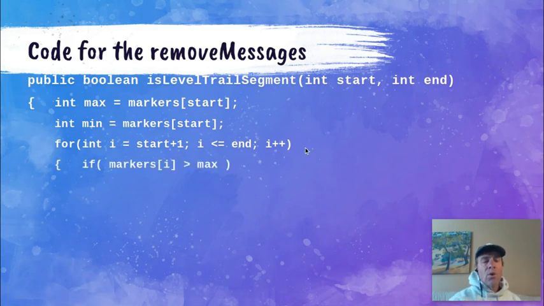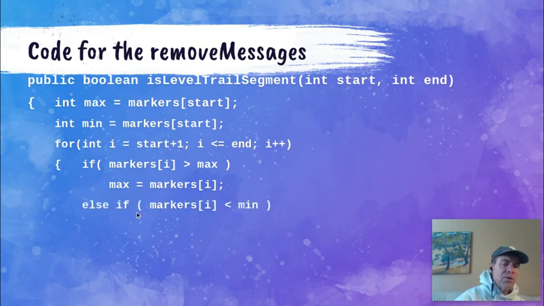Now that I've set up my for loop correctly, I'm going to be doing a test. I want to look to see, is the marker at i greater than max? And if it is, I want to reassign max. I'm going to set max to markers at i. This looks peculiar because I've got markers i, max, and this is max, markers i. But if it's larger than max, I'm going to reassign max to markers at i.